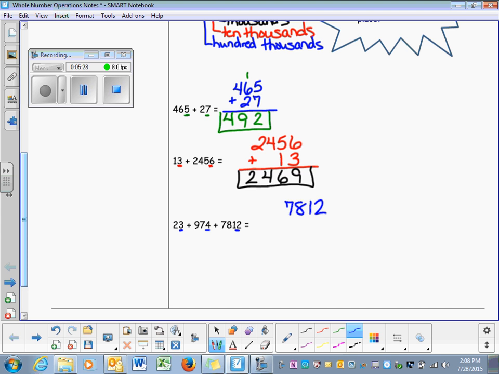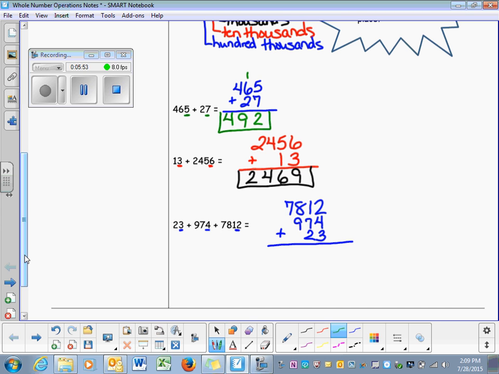So 7,812. Now when I write the 974, I need to make sure the 4 is underneath the 2, the 7 underneath the 1, and the 9 underneath the 8. So that I've got the ones, the tens, and the hundreds in a column. And then the 3 will go under the 2 and the 4, and the 2 has to go in the tens column.